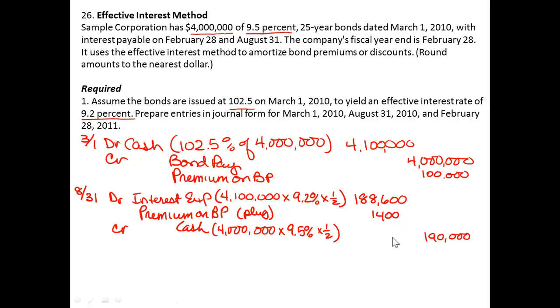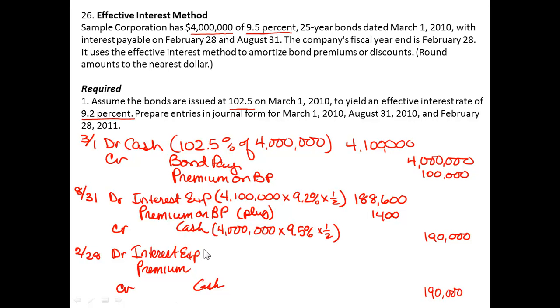Now by making that entry, the carrying value of the bond is reduced, so that when we're making the second interest payment on February 28th, and we debit interest expense, we debit premium, and we credit cash, the amount of the cash remains the same at $190,000 because that's how much the checks are that we send out every 6 months for as long as this bond is outstanding.